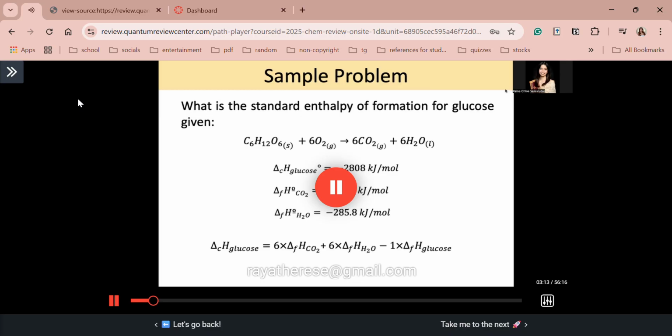So, solving, guys, okay, again, ang hinahanap natin sa sample problem na ito is the standard enthalpy of formation for glucose, which is this one. Okay? Pero ang given sa atin, guys, is the enthalpy of combustion for glucose. Okay? Which is just analogous to the enthalpy of combustion for the reaction. Okay?